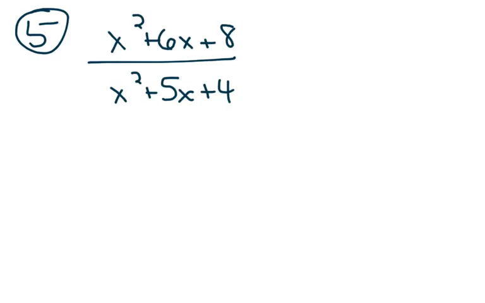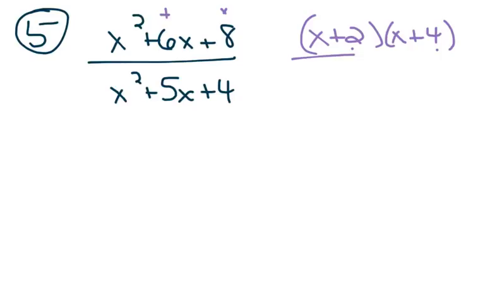For problem number 5, in order to simplify this, you needed to first factor the numerator and denominator. These are both simple trinomials. You know, they're the ones where you look for two numbers that multiply to give you the last term, but those same two numbers add to give you the middle term. Well, x squared plus 6x plus 8 is going to factor into x plus 2, x plus 4, because 2 times 4 is 8, and 2 plus 4 is 6.